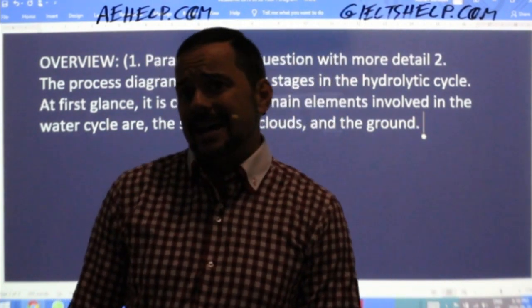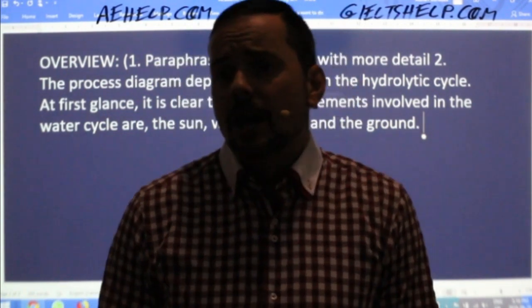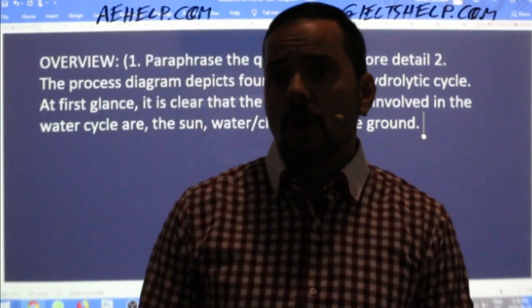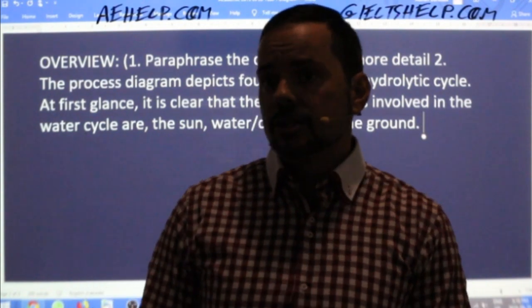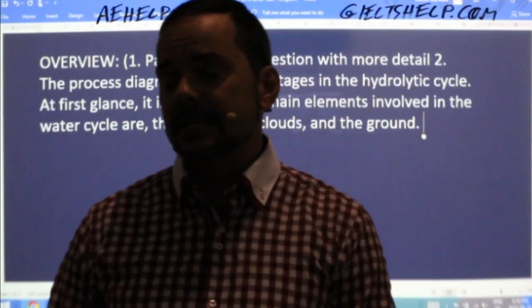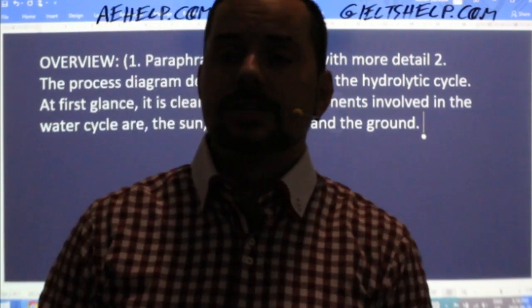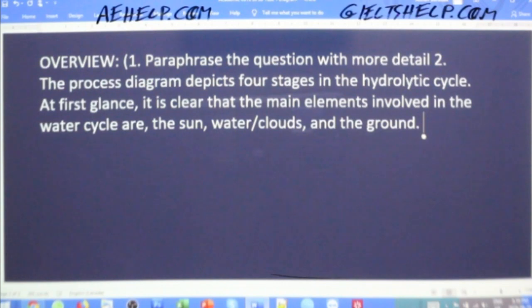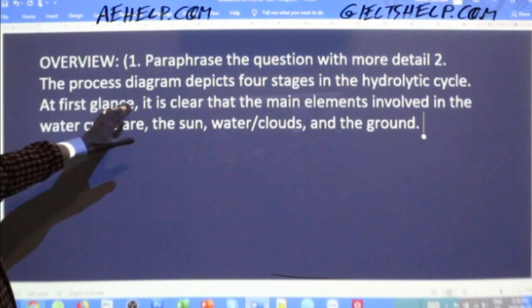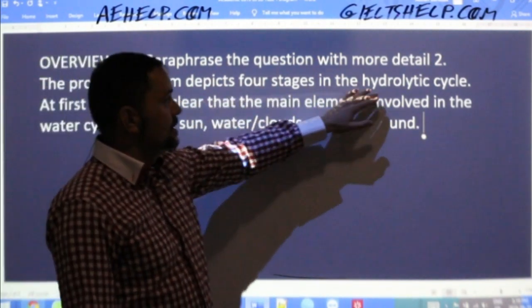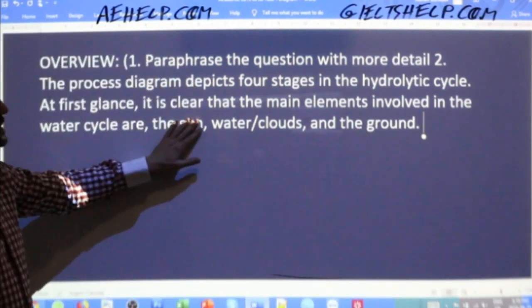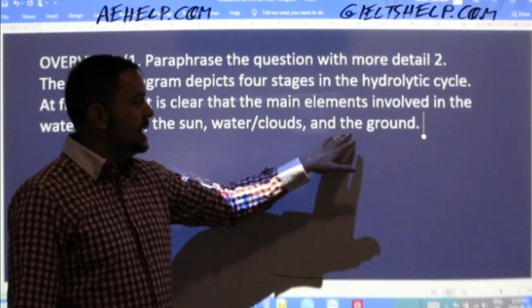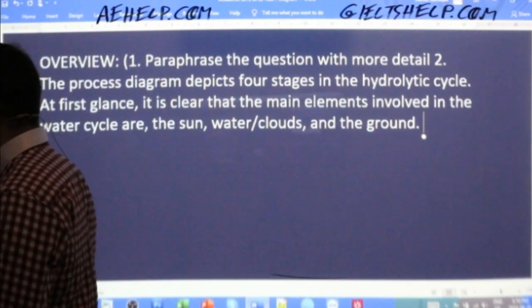Game Over is asking which is better, depicts or illustrates. In this case, both. Illustrations are drawings. Depictions are portrayals of pictures. So Game Over, in this case, depicts and illustrates are both very good choices for this diagram. Okay, so again, here it is. The process diagram depicts 4 stages in the hydrolytic cycle. At first glance, it is clear that the main elements involved in the water cycle are the sun, water, clouds, and the ground. Okay, sure.